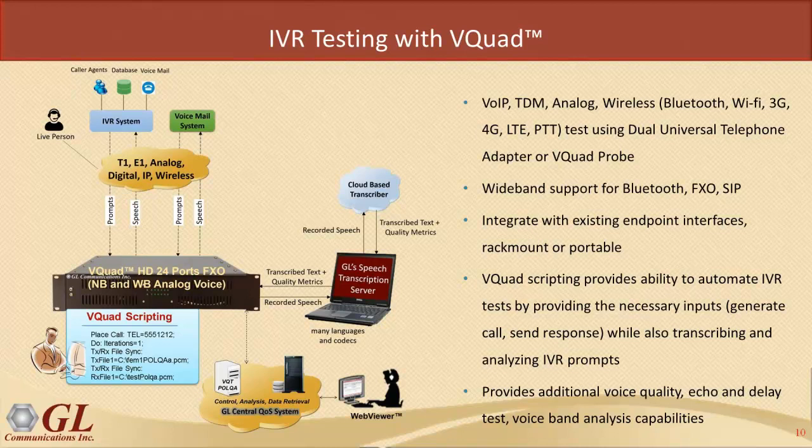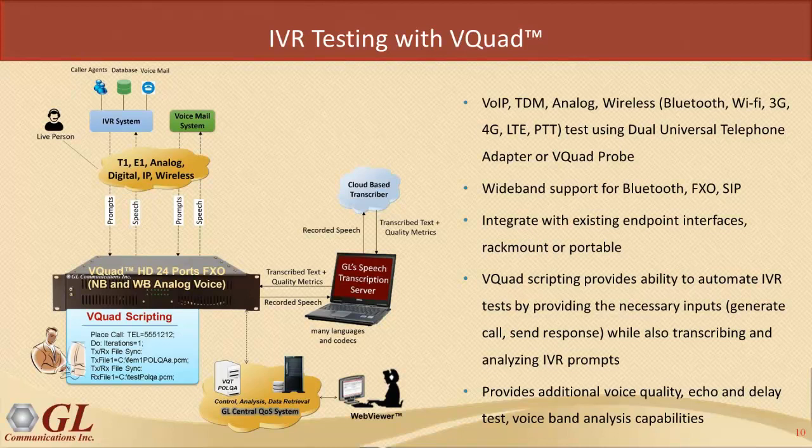So for wireless testing, we can do Bluetooth, Wi-Fi, 3G, 4G, push-to-talk using our hardware solutions such as the Dual UTA or the VQuad Probe. So for example, this allows the VQuad to directly connect to, let's say, a mobile phone through the Bluetooth and perform automated testing directly using that mobile phone. The VQuad also has wideband support for Bluetooth, FXO 2-wire or SIP.